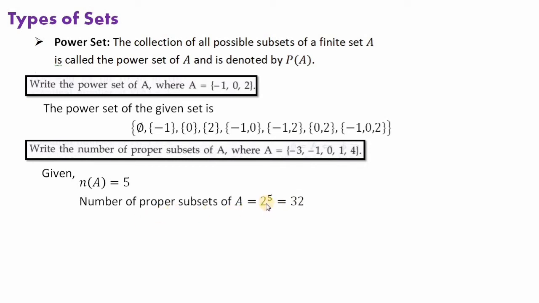It is 2 to the power. This is the total number of subsets. All right, so the total number of subsets will be 2 to the power 5, which is 32. But the total number of proper subsets will be 2 to the power 5 minus 1. All right, so please make the correction. It is 2 to the power 5 minus 1, which is 32 minus 1, which gives me 31.